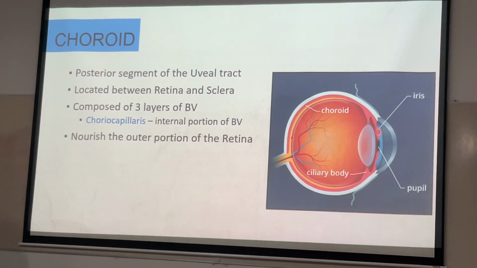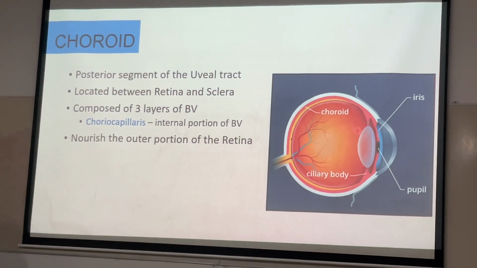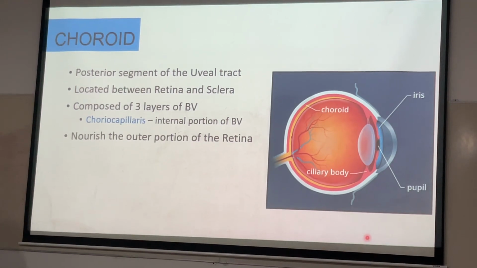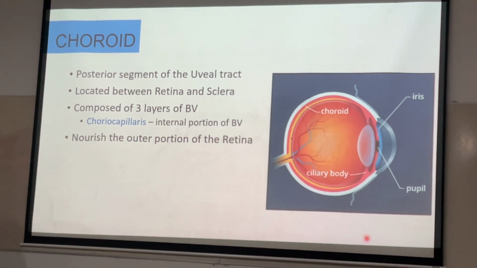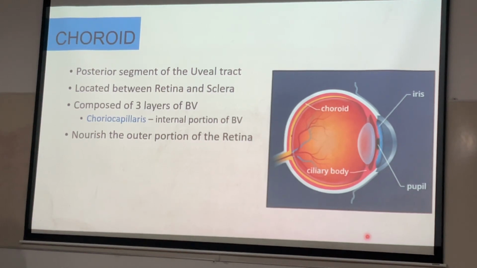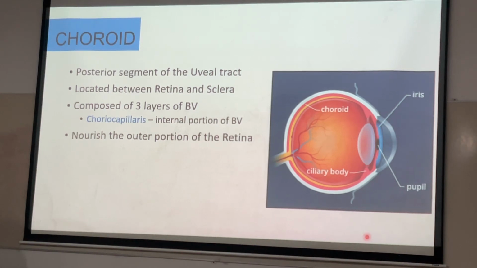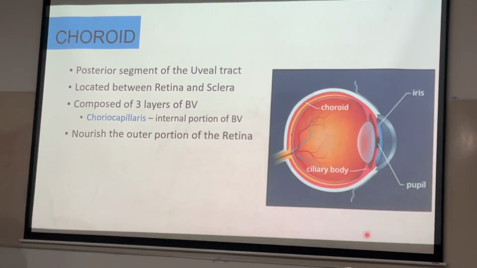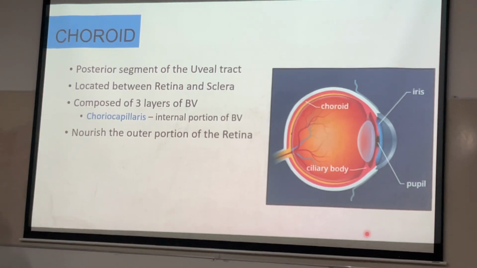Okay, so you have your iris, the very front part, the ciliary body, and then once it goes to the back part, it becomes your choroid. All three structures are known as your uveal tract. So the uveal tract is composed of your ICC: iris, choroid, ciliary body. So it's different from your International Criminal Court, ICC.